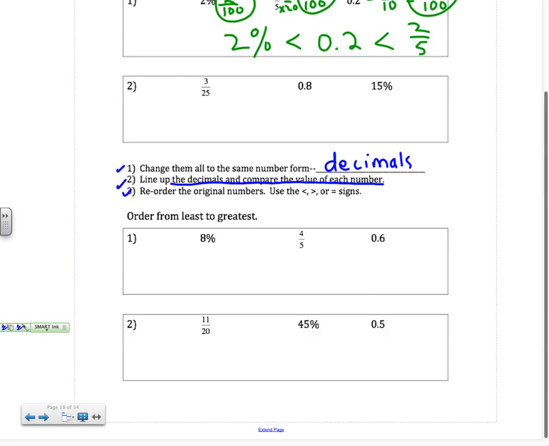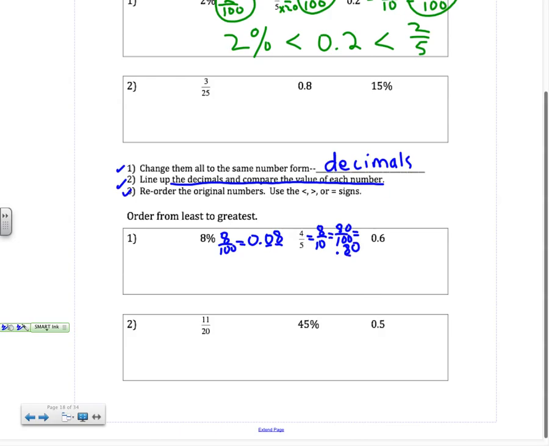So 8% I know is 8 out of 100. I want to get that to a decimal form, which would be 0.08. That's that tricky one where you have to get the 8 to the hundredths place as a decimal. 4/5 I know is 8/10, which is 8 hundredths. So as a decimal, 80 hundredths. So as a decimal is 0.80.